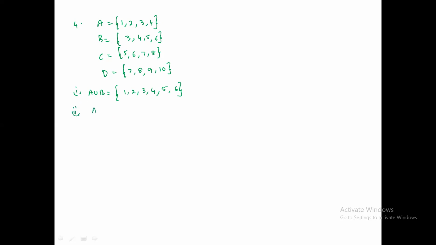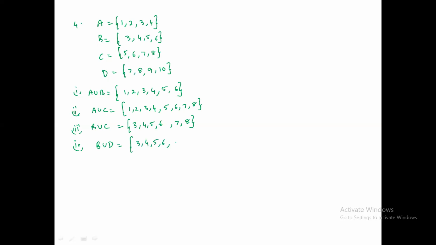Second one, A union C. Write the elements of A first, then elements of C. That is 5, 6, 7, 8. Third one, B union C. Write the elements of B first, then C. 5, 6 you need not write, just write 7, 8. Fourth, B union D. Write the elements of B first, then D. 7, 8, 9, 10.